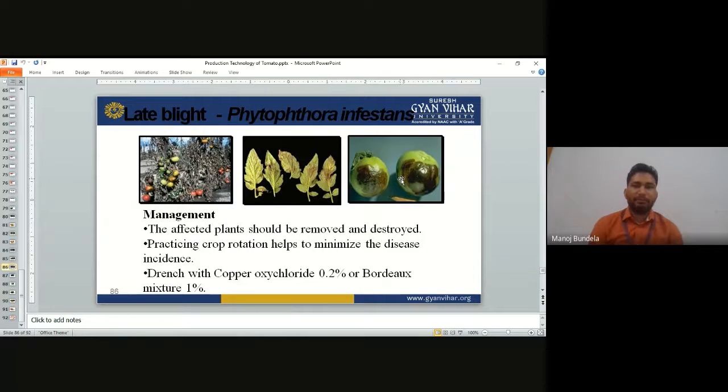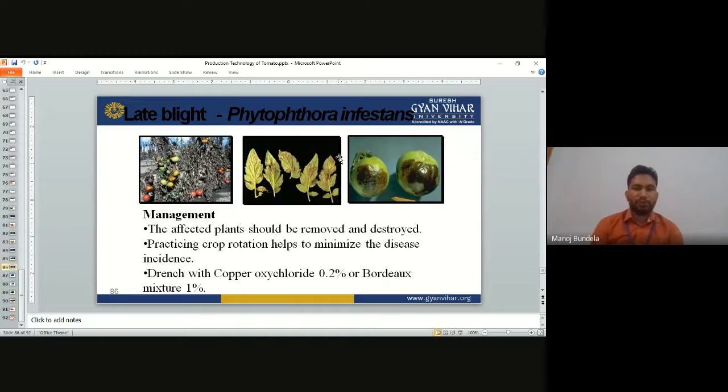Late blight, Phytophthora infestans. Late blight mainly occurs on the leaves and also on the fruits. The lower part of the leaves will look like this, and in fruits the symptoms will look like this, meaning leathery drying of the fruits will start. The affected plants should be removed and destroyed. Practicing crop rotation helps to minimize the disease.